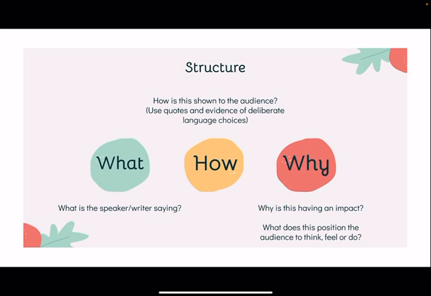Alright, so first of all we have what. What is the speaker or writer actually saying? What's the argument that they're making? Then we have how. How is this shown to the audience? So here we'd use quotes and evidence of deliberate language choices that we can see in the text. And then finally, why. Why is this having an impact? What does this position the audience to think, feel, or do?